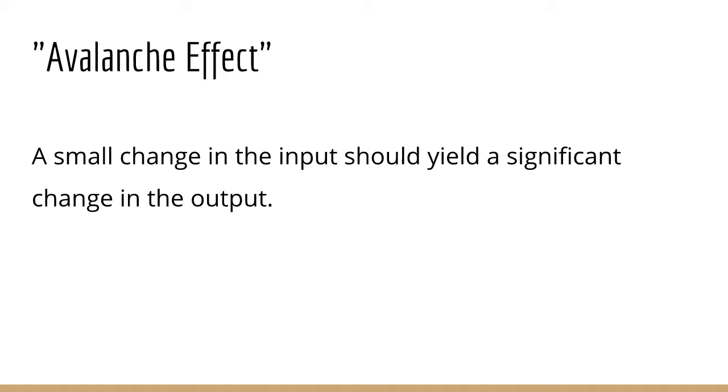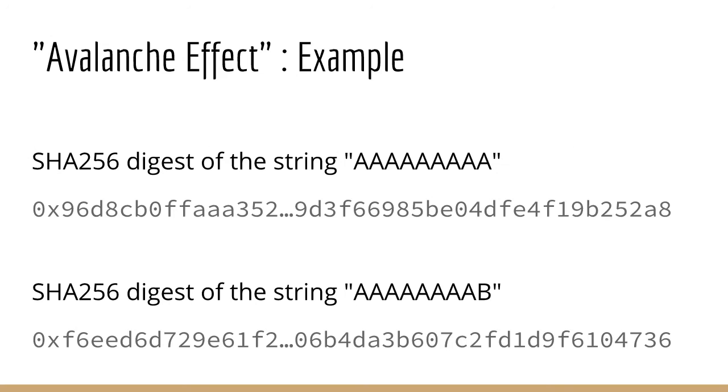There's also a key property called the Avalanche Effect. What this means is that if you change a single bit in the input, there will be a huge change in the output. To give an example, if I do a SHA-256 digest of a bunch of A's, I get this hex number. If I do a SHA-256 digest of a bunch of A's, except I change the last one to be a B, it's a totally different number.